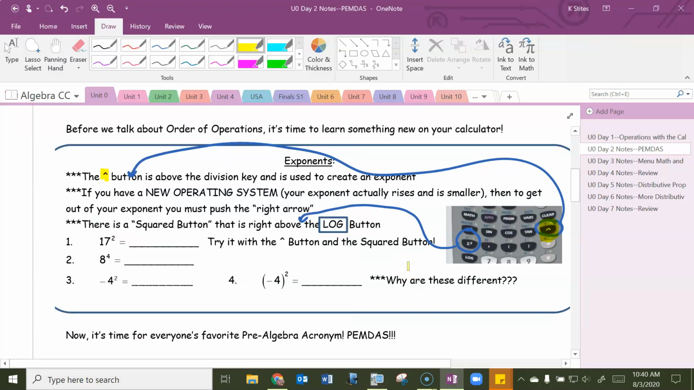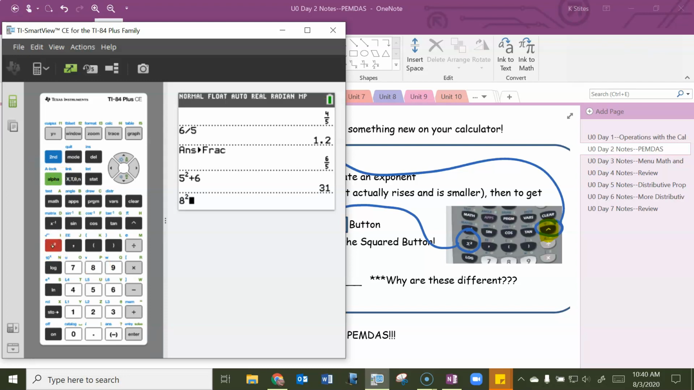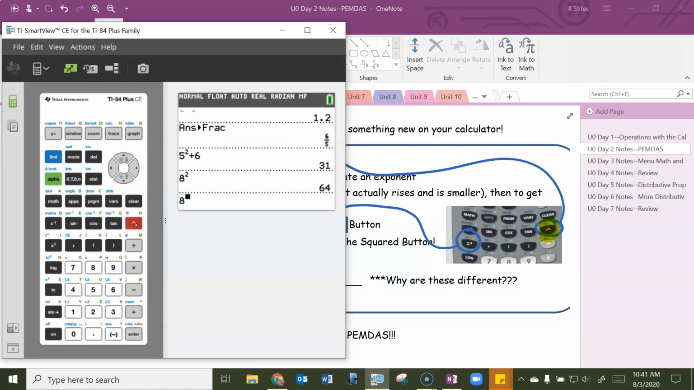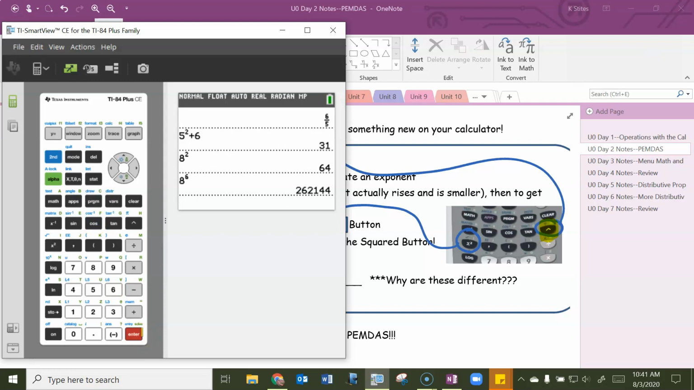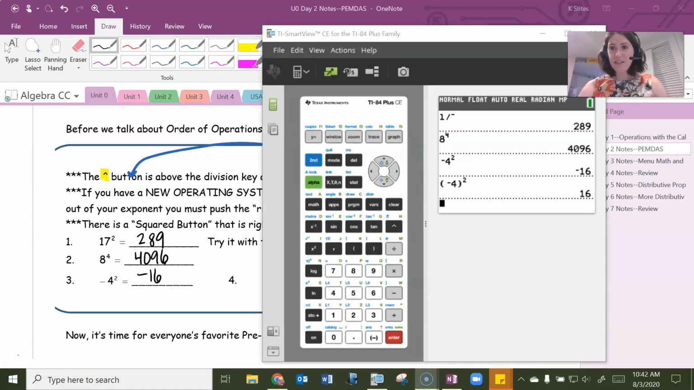Now, there's also something called the squared button, which I use quite frequently. If you just want to square a number, there is this x squared button right here. And whether you have the new or the old operating system, it will automatically raise that exponent and make it a 2. But if you want something else, like an 8 to the 6th power, you're going to need to use the caret button. All right, so just play around with that. Take a minute and see if you can type these in for me, and then go ahead and check back, okay?